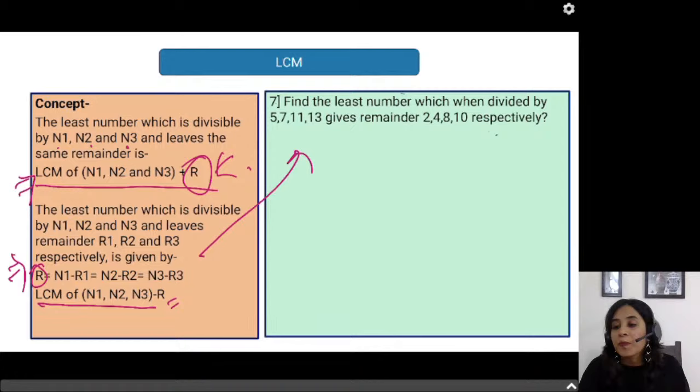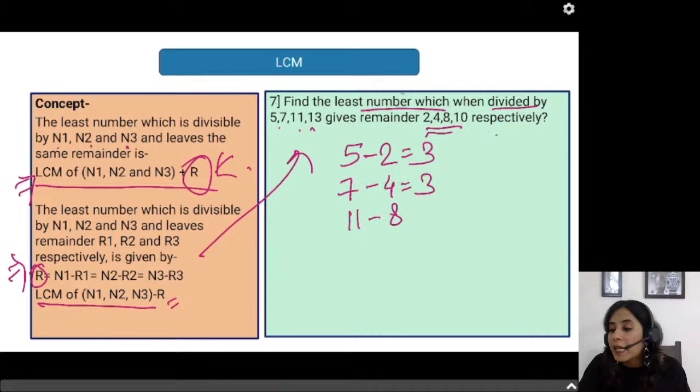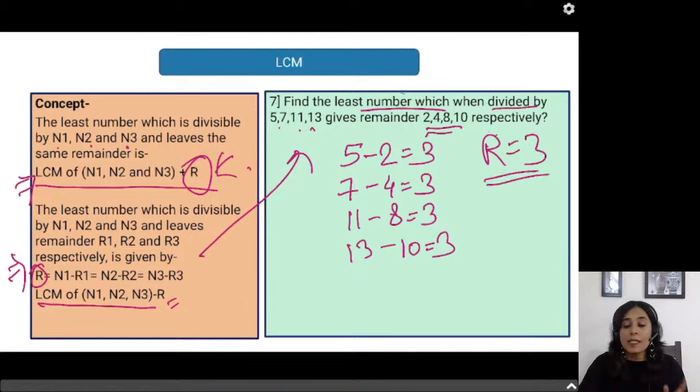5, 7, 11, and 13. I have to find the least number which when divided by 5, 7, 11, and 13 gives me different remainders. So all I do is subtract the remainder from my given number. The first remainder is 2, so 5 minus 2 is 3. 7 minus 4 is 3. 11 minus 8 is 3. And 13 minus 10 is again 3. So here the value of my R is 3.